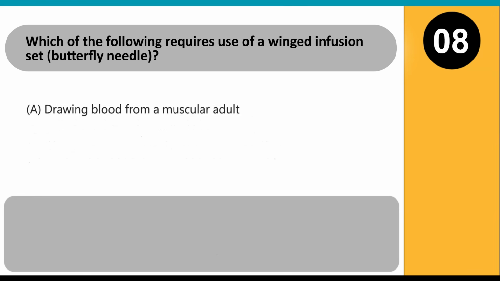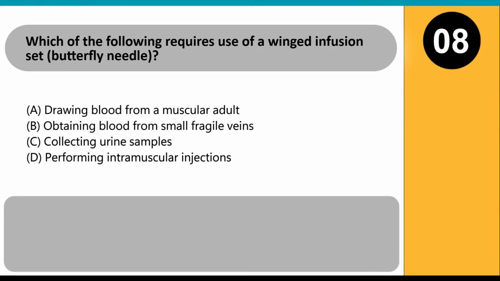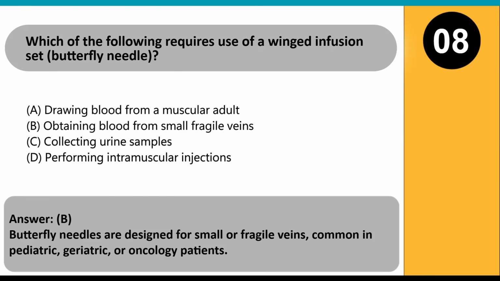Which of the following requires use of a winged infusion set, butterfly needle? A. Drawing blood from a muscular adult. B. Obtaining blood from small fragile veins. C. Collecting urine samples. D. Performing intramuscular injections. Answer: B.